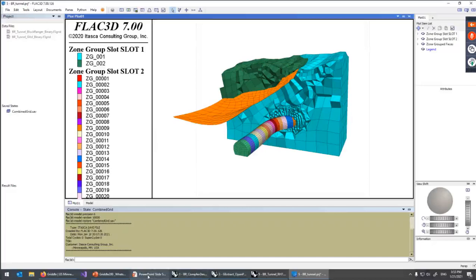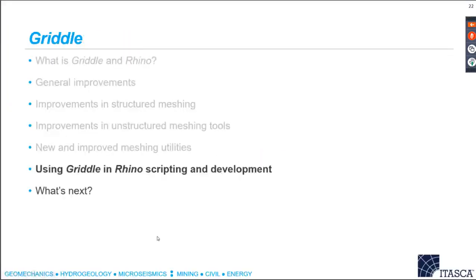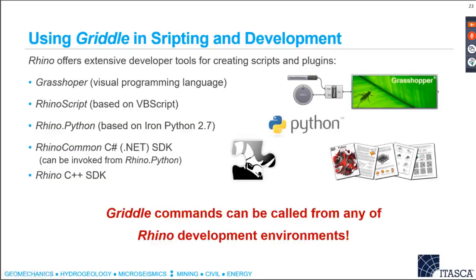All right, I'm kind of running a little bit out of time. I'm going to switch to the last example and briefly show it, and we'll finish with the presentation. So the last example is about using Griddle in scripting and development in general.